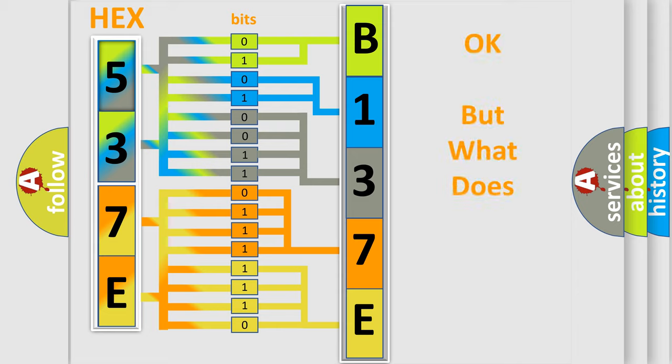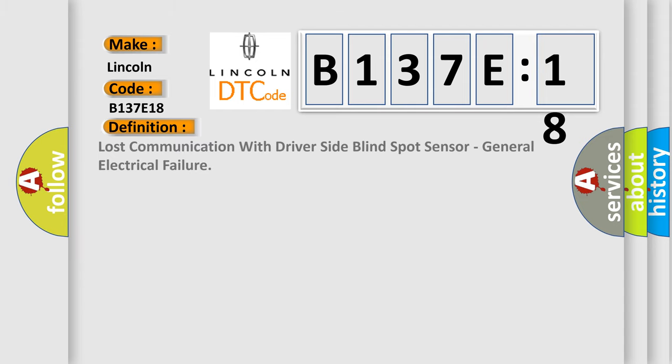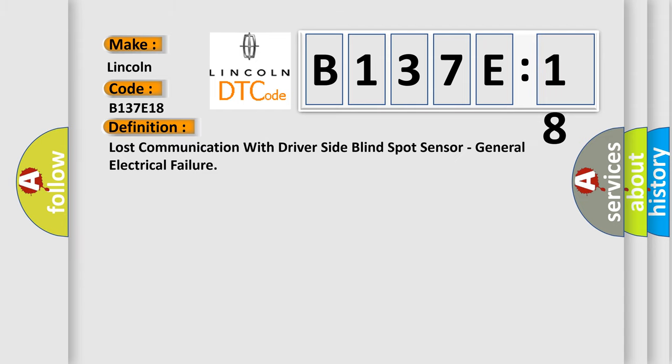The number itself does not make sense to us if we cannot assign information to what it actually expresses. So, what does the Diagnostic Trouble Code B137E-18 interpret specifically for Lincoln car manufacturers? The basic definition is lost communication with driver side blind spot sensor, general electrical failure.